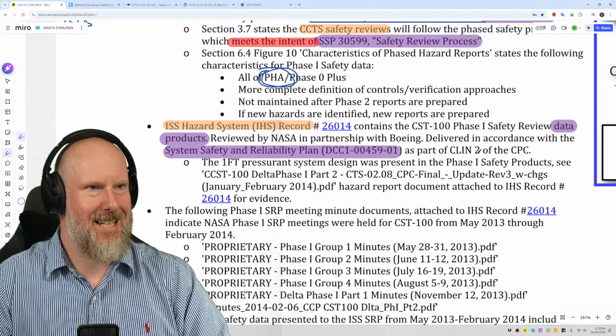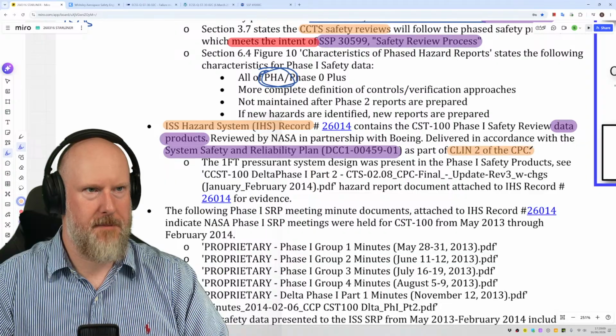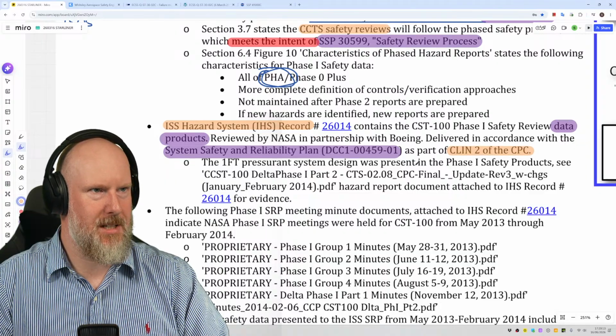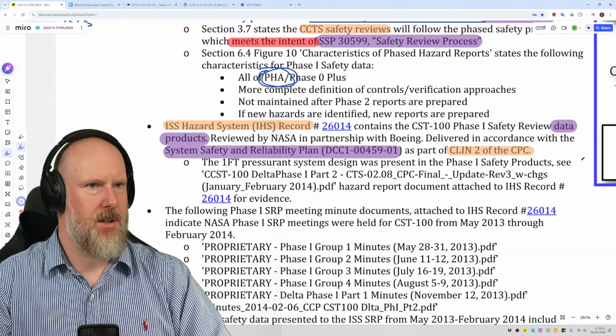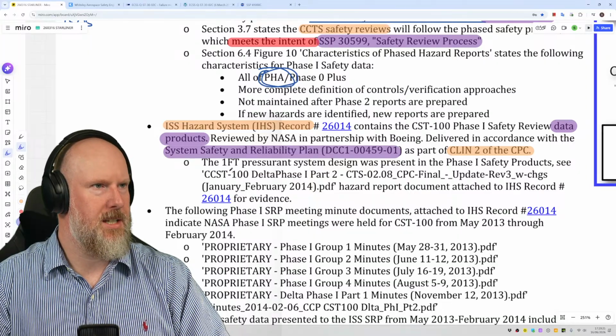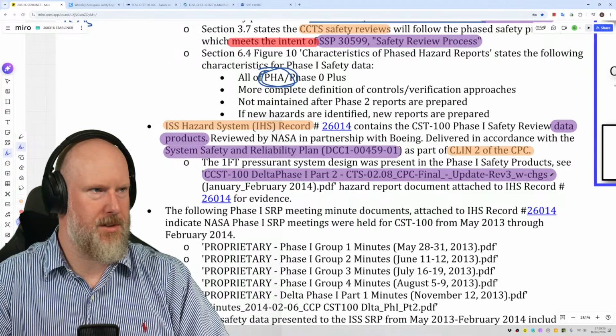As part of the CLIN 2 of the CPC, don't know what that is, would love to know what that is, the one fault tolerant pressurant system design was present in the Phase 1 safety products. So see the CST 100 Delta Phase 1 Part 2 CTS 0208 CPC final update Rev 3, which, oh my god.